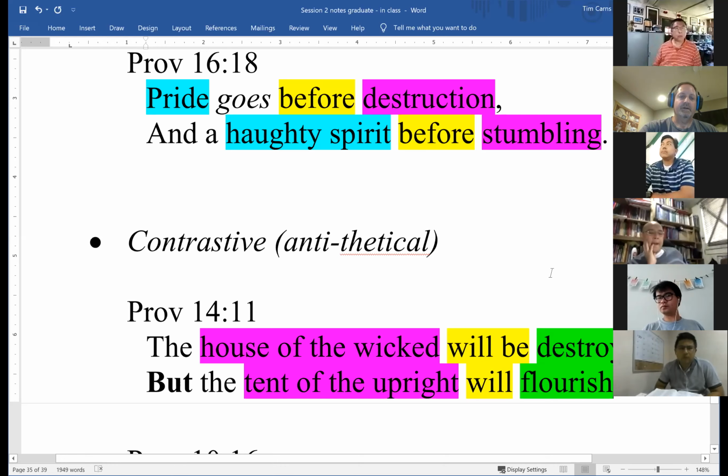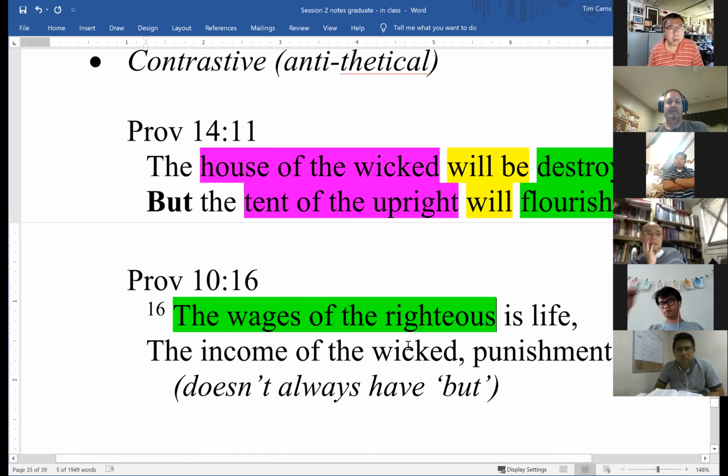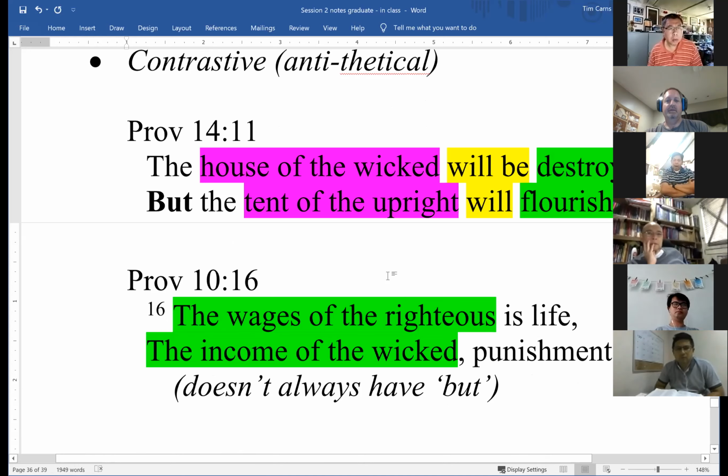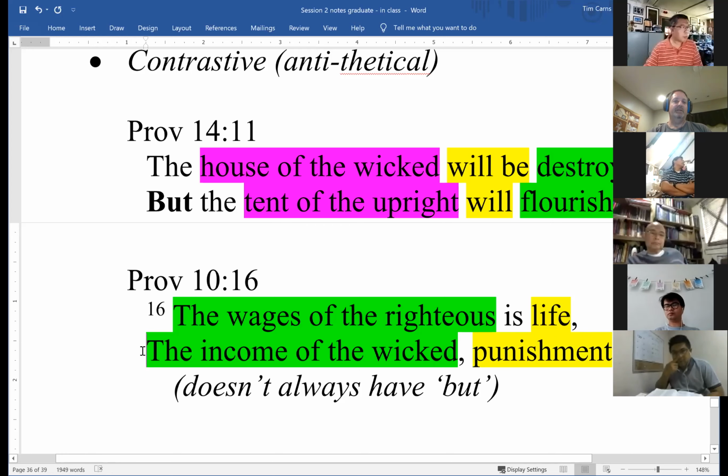Now, we don't always have a "but." Notice in this one, the wages of the righteous and the income of the wicked. All right, those are contrastive, right? Righteous, wicked. The wages of the righteous is life, but the income of the wicked is punishment. But notice there's no "but" at the beginning of this verse.